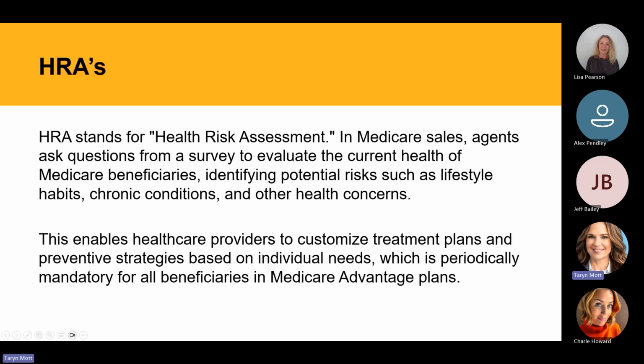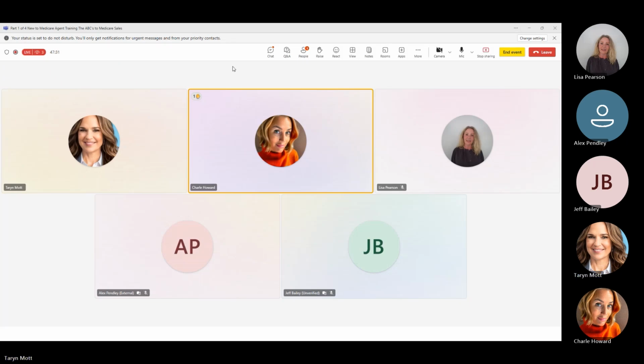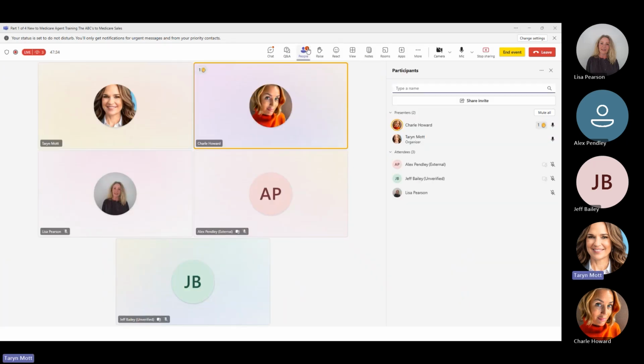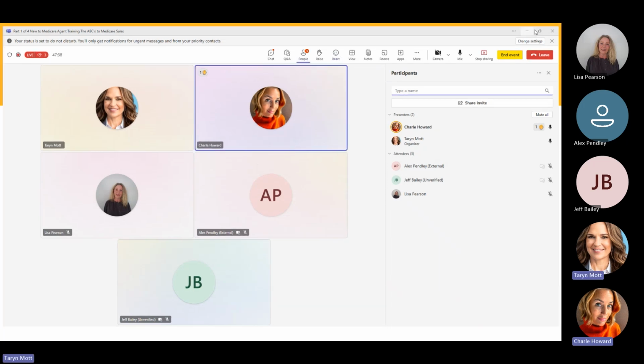Charlie, is there somebody in the waiting room? Oh, or is that your hand up? Oh, it's your hand up. Okay. That was my hand up from earlier. Sorry. It's okay.